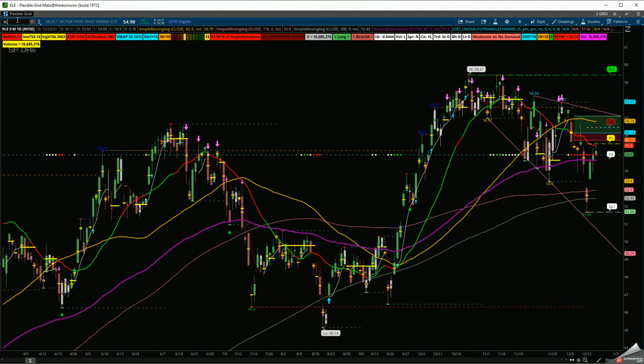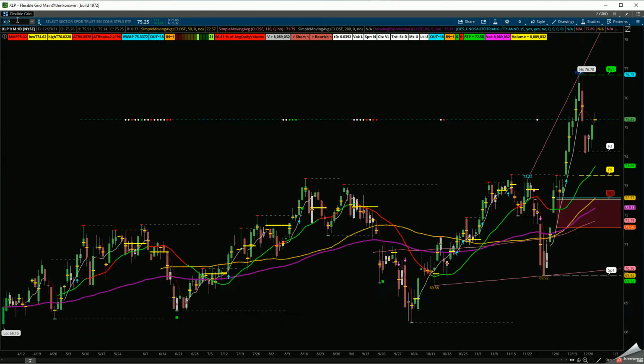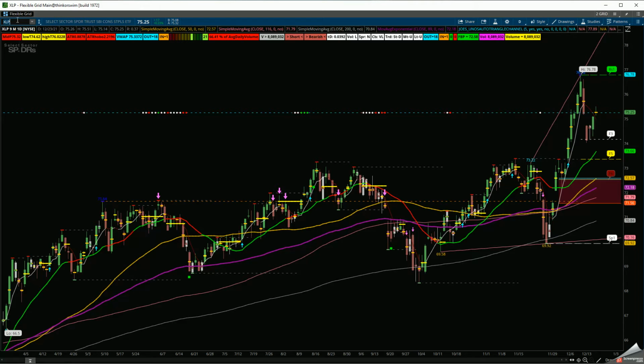Let's take a look at XLP, which is the consumer staples. We can see that the consumer staples, a week before we made an annual high, we fell back due to the variant, and we're pushing back up. We are above the 18 and the 50 simple moving average and the 116. So far, we are in an uptrend.